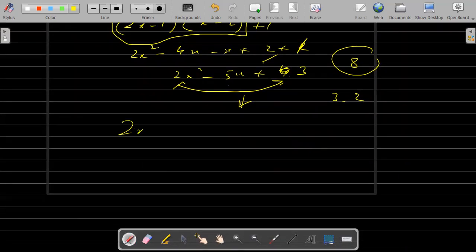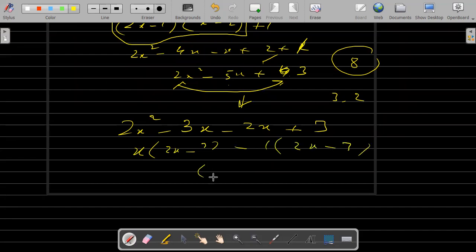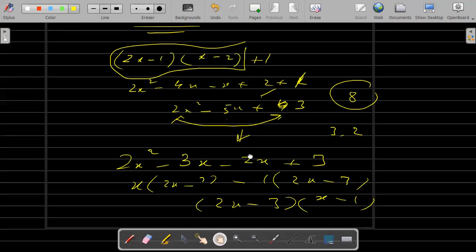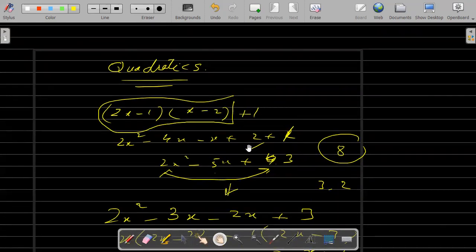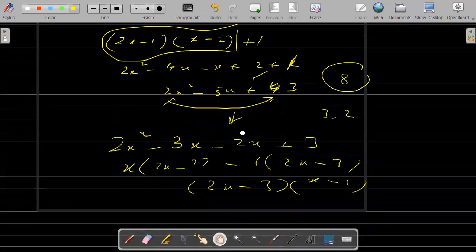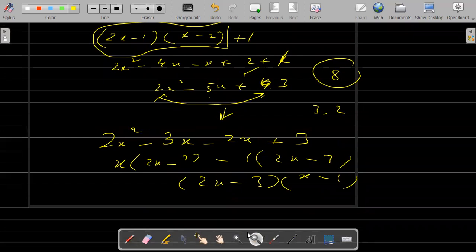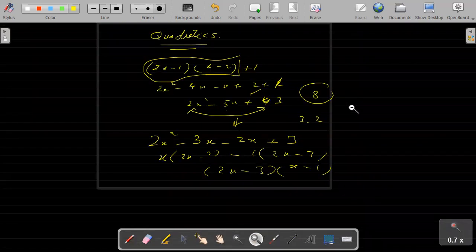How? 2x squared minus 3x minus 2x plus 3. Take x common: x(2x minus 3), and here take 1 common: 1(2x minus 3). So (2x minus 3) and (x minus 1). This is the answer, right? Okay, clear? Any doubt, Abdullah?